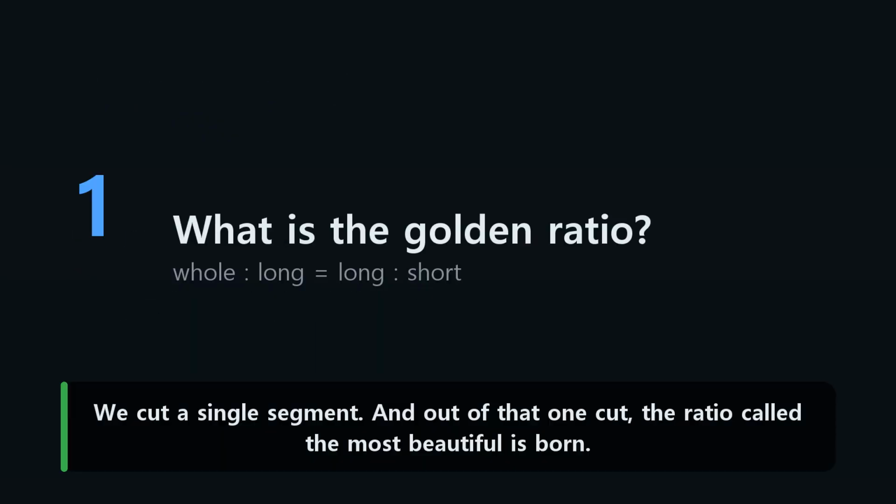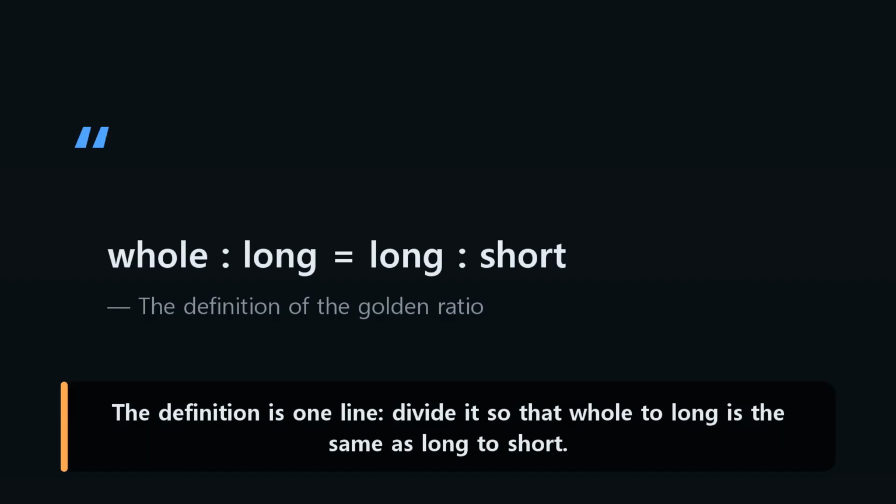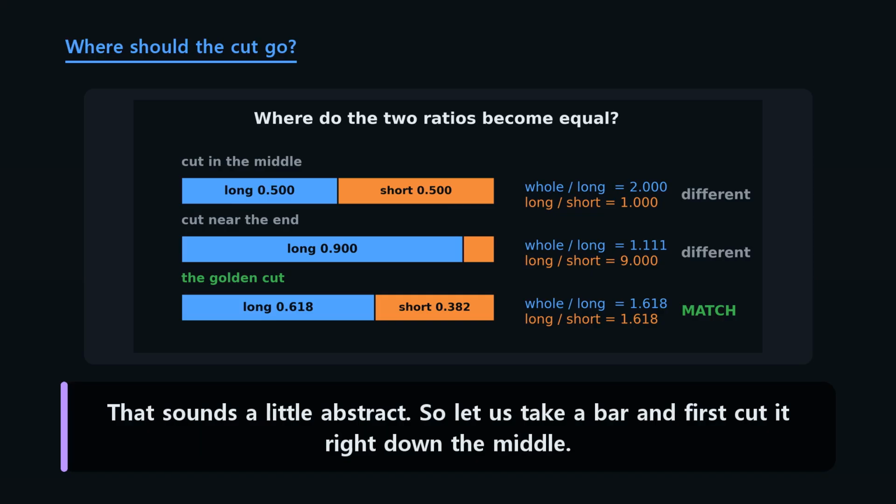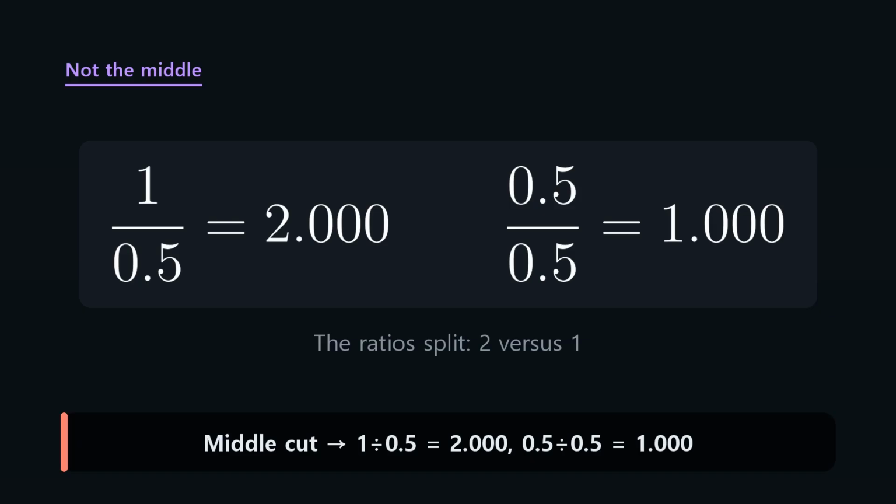We cut a single segment, and out of that one cut, the ratio called the most beautiful is born. The definition is one line. Divide it so that whole to long is the same as long to short. That sounds a little abstract, so let us take a bar and first cut it right down the middle. Whole to long is 2 and long to short is 1. The two ratios do not match.